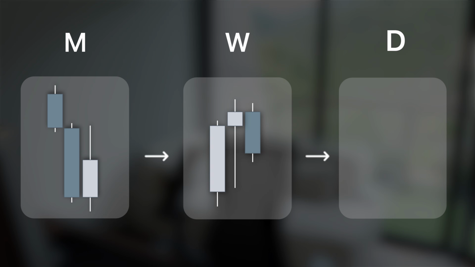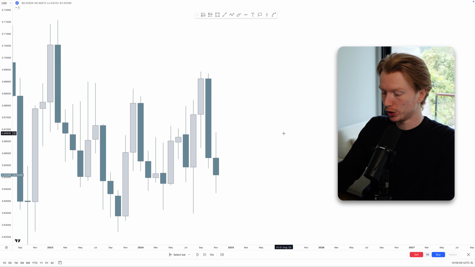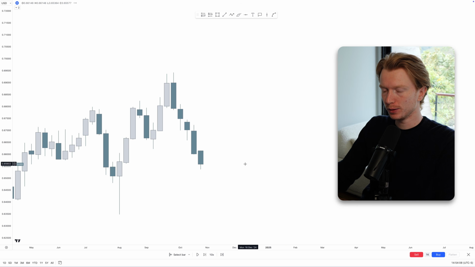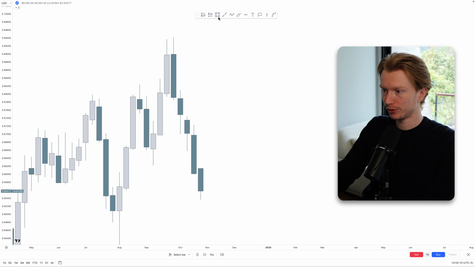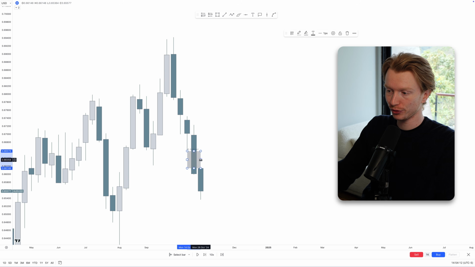So what is this order flow? Well, first of all, you work your way down time frames from the monthly to the weekly to then the daily to find a fair value gap. We see right here on the monthly, we don't have a fair value gap. On the weekly, we now have this fair value gap right here, the most recent fair value gap.